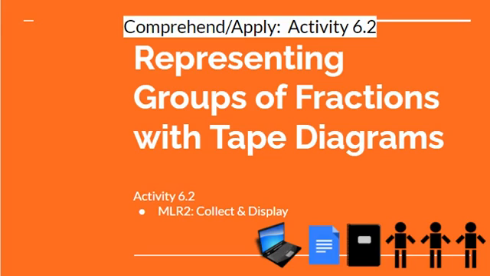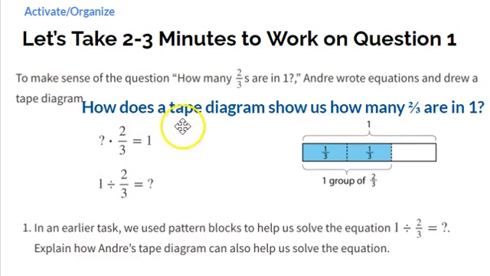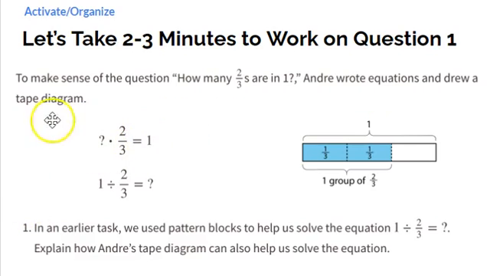All right, so let's do the same sort of thing thinking about fractions with tape diagrams. So to make sense of this question, how many 2/3 are in 1? Andre wrote equations and drew a tape diagram. Did something times 2/3 gave you 1, or 1 divided by 2/3? So how did they work that out? Well, this is like the pattern block one we did on a previous lesson.